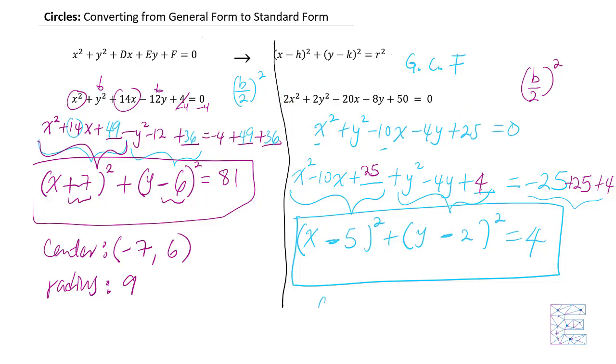Once again, if you were being asked to find the center, it is found by switching the signs of h and k. This is h, this is k. So the center of this would be 5, 2. Once again, the radius is found by square rooting this number. So the radius would be the square root of 4, which happens to be 2. And that concludes this lesson.